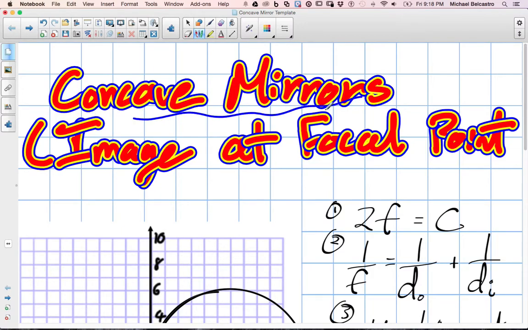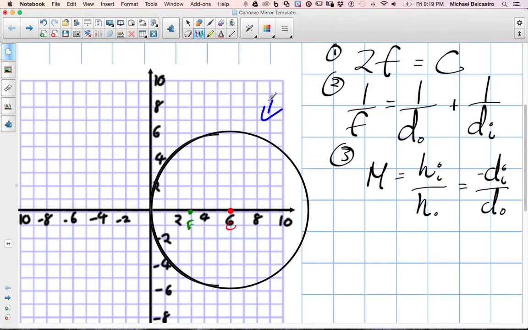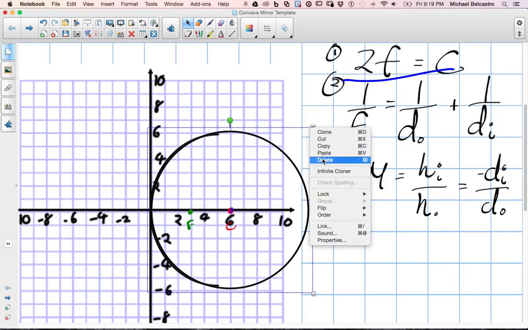At concave mirrors, and we're going to look at when the image is at the focal point. So here we have our spherical mirror for our concave, and this is essentially where the center would be, and the focal point from our first formula is halfway from the center to the mirror. Now it's hard to see with the whole circle, so we'll get rid of that so it's a little easier.